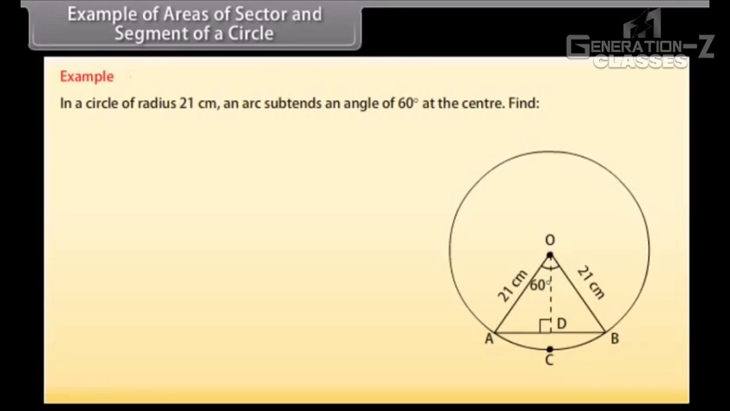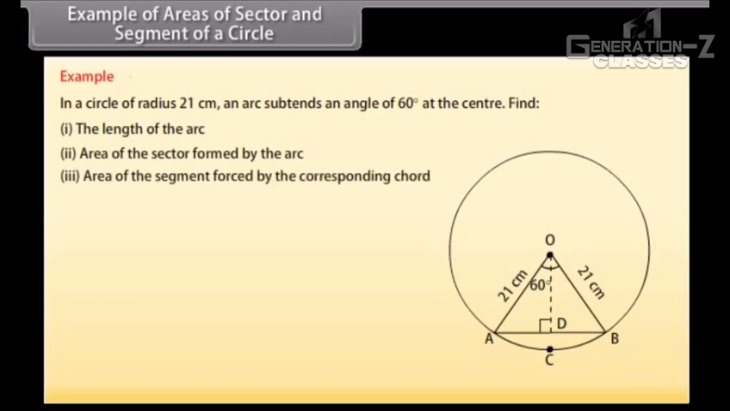Example. In a circle of radius 21 cm, an arc subtends an angle of 60 degrees at the center. Find 1. The length of the arc. 2. Area of the sector formed by the arc. 3. Area of the segment formed by the corresponding chord. Use pi as 22 upon 7. Solution.